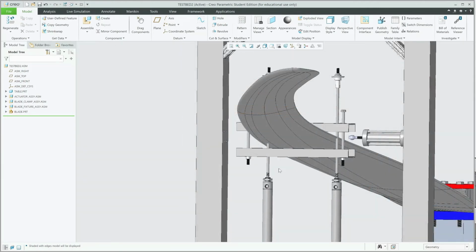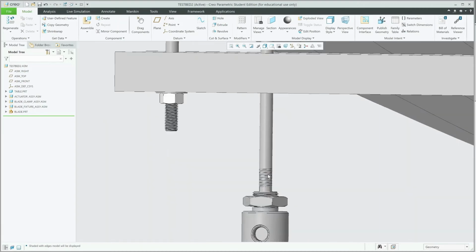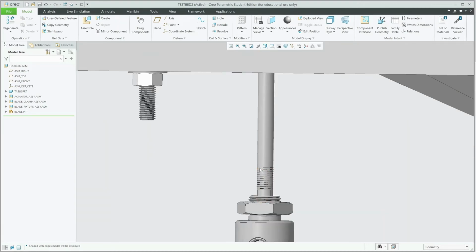You'll also notice that these actuators look like they're going through the blade. This is because this is what the actuators look like when they're fully extended. And when they're fully retracted, they'll be along this length.